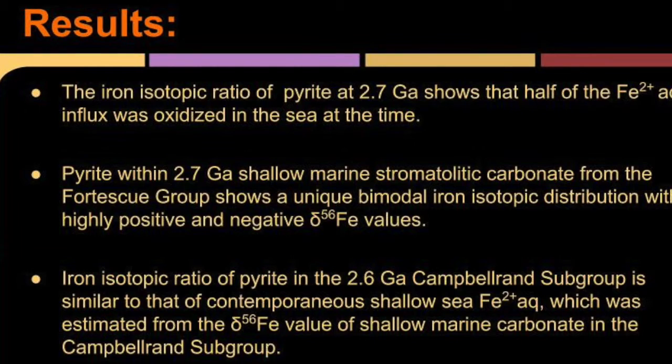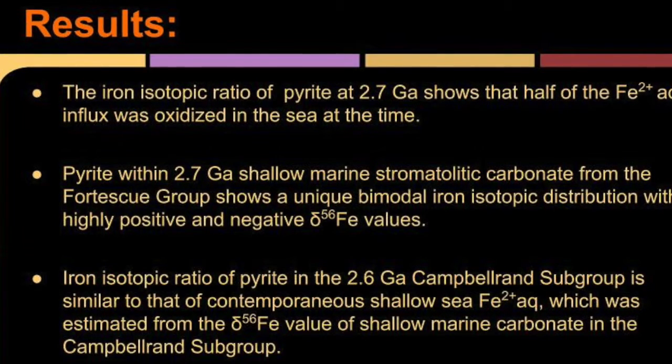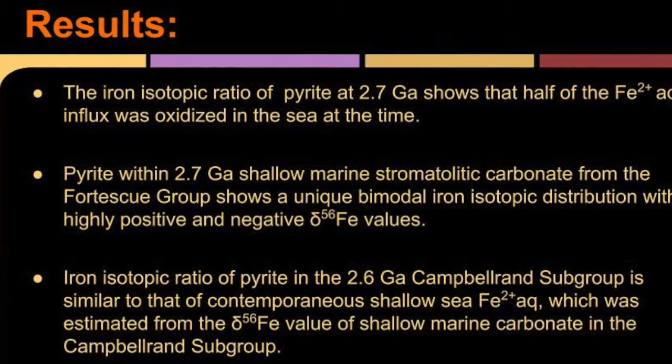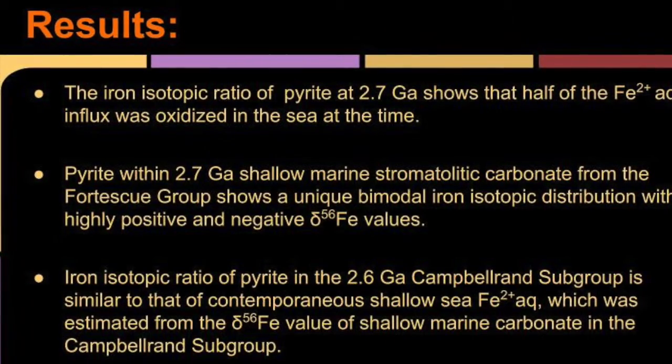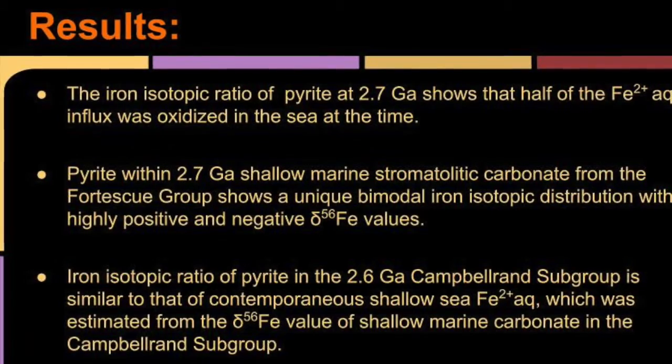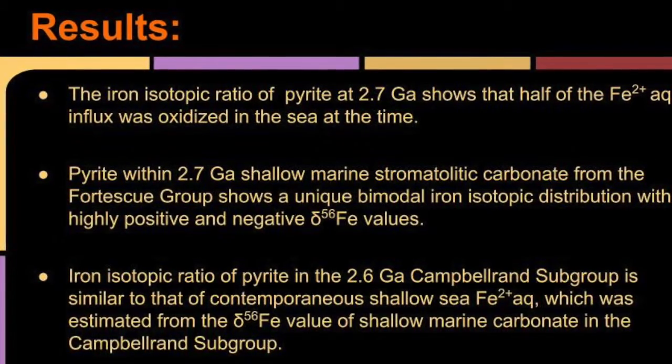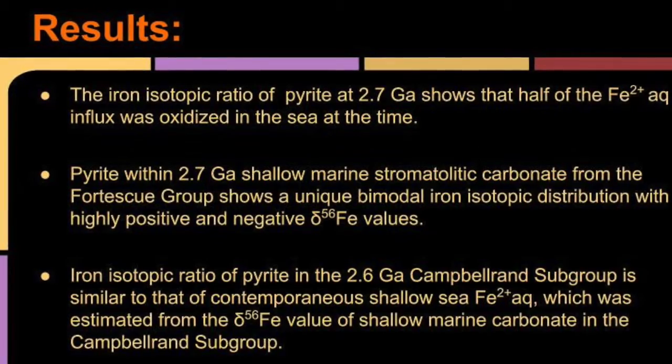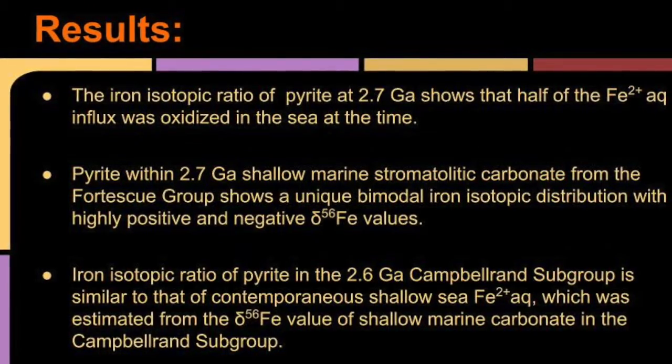Results. The iron isotopic ratio of pyrite at 2.7 billion years shows that half of the iron 2+ aqueous influx was oxidized in the sea at the time. This means that oxygen produced by cyanobacteria would have been consumed by the oxidation of the iron 2 aqueous influx, and that oxygen probably didn't accumulate in the atmosphere.